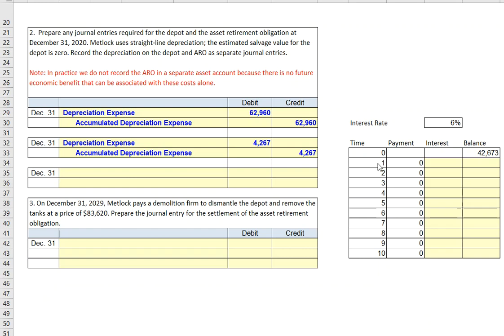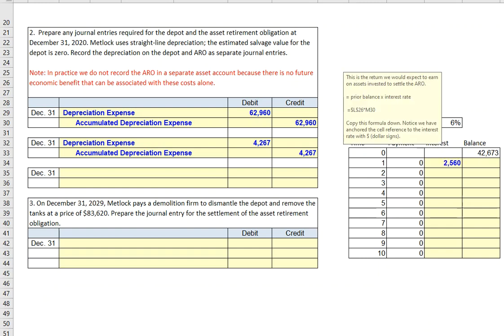Here's our amortization table, with time 0 liability, and years 1 through 10. We aren't going to contribute anything directly to this, and so our payment field is 0, and we simply need to calculate our interest and the balance that it will build to. The annual interest expense is simply the expected return on any assets that we have invested to settle the ARO. So it would basically be that prior balance times our interest rate, and we've got an Excel formula.